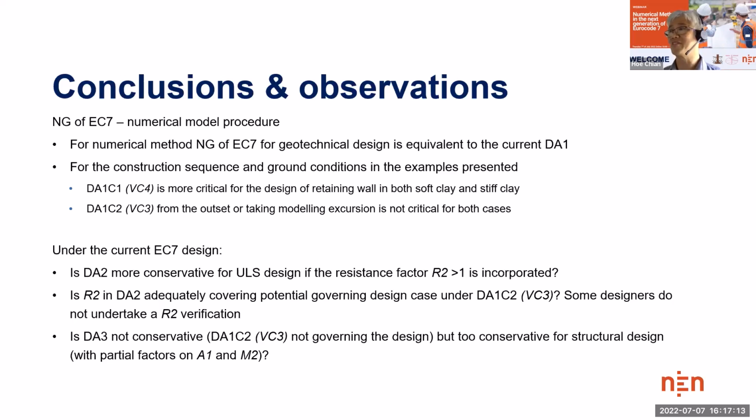I must emphasize that this is based on what I assumed as the construction sequence and the ground conditions. And verification 3 is not critical either, whether you apply the partial factor from the outset or take model excursions. Under the current design code, design approach 2 has not taken verification case 3 into consideration, but if you apply a resistance factor greater than 1, it might cover your verification for this combination 2.